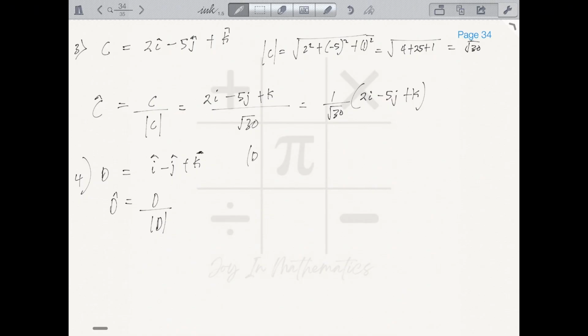So the modulus of vector D is the square root of the sum of the individual squares, that's 1 squared plus minus 1 squared and plus 1 squared, and this will result into the square root of 1 plus 1 plus 1, that's root 3. So therefore the unit vector of D is equal to vector D, which is i minus j plus k, divided by root 3. This can be written as 1 over root 3 into i minus j plus k.